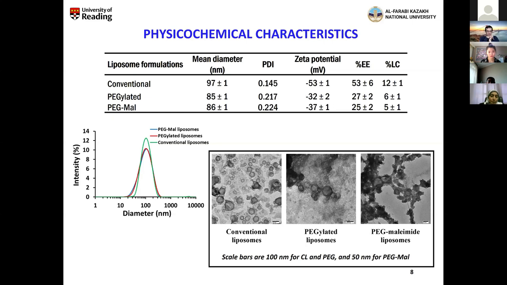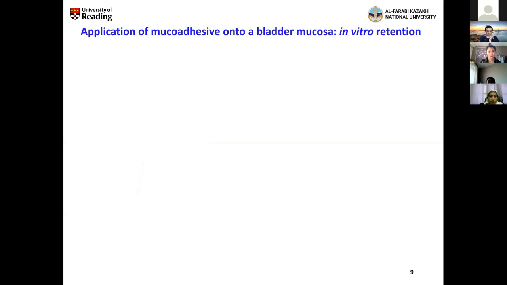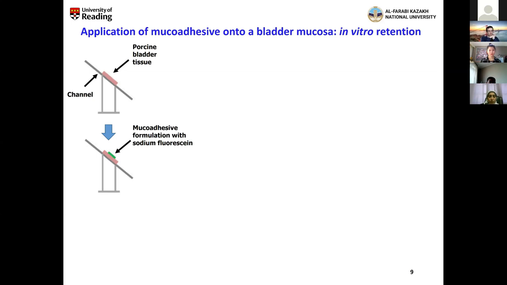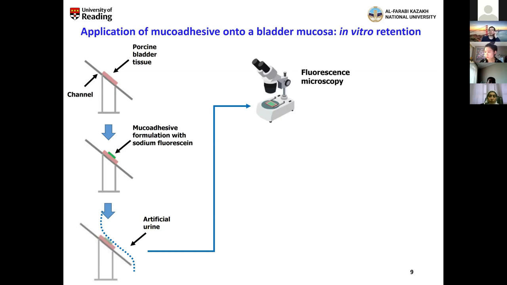So in the next stage, we used these liposomes to assess the adhesiveness on the bladder mucosa. This is typically the same procedure developed in the laboratory. I take porcine bladder tissue placed on the channel, and then on top of the bladder tissue, I place the sodium fluorescein, and I wash with artificial urine, about 100 milliliters, and then we monitored the retention using fluorescence microscopy, and we have lots of pictures taken and then analyzed with image processing software.